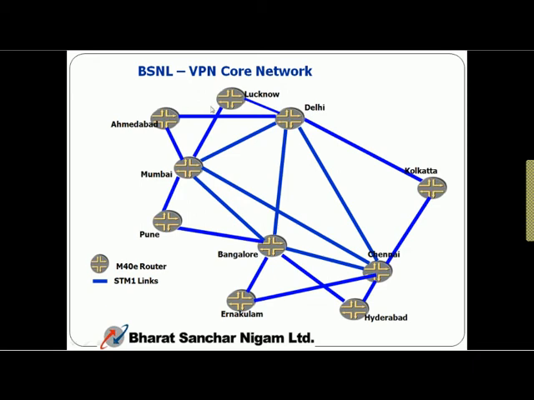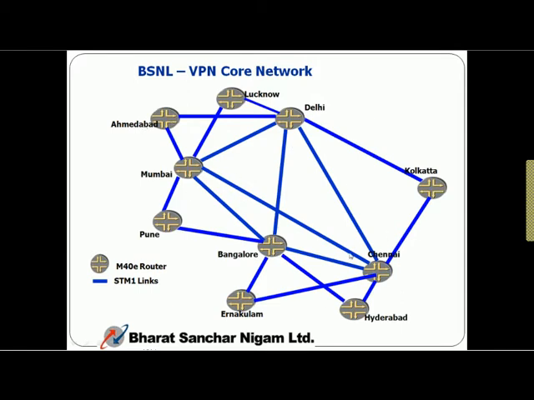Cities you can see: Ahmedabad, Lucknow, Delhi, Kolkata, Chennai. So most of the major cities are connected, and they're connected with STM links. So it's almost 155 Mbps, right? So megabits per second.